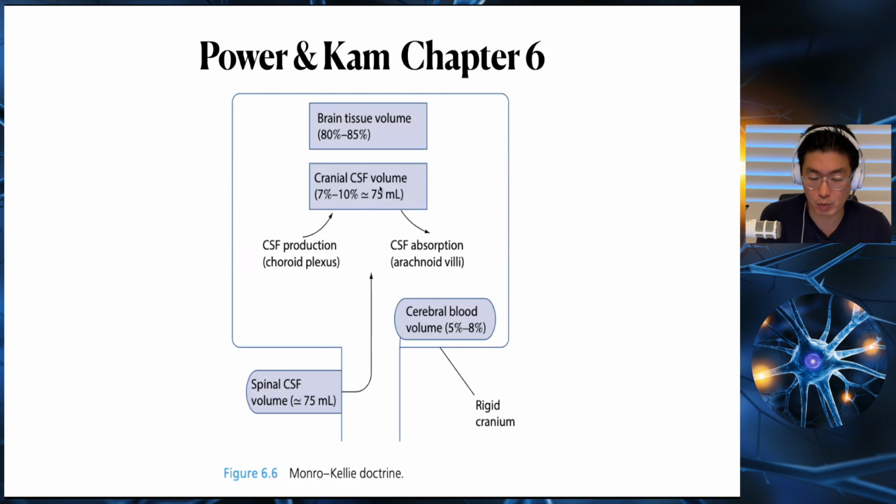I think most people will quote these numbers where brain tissue is 80 to 85%, CSF volume is 7 to 10%, which represents 75 mils, and cerebral blood volume is 5 to 8%. And I'll put a post up on this on Instagram because I think this is where it confuses a lot of people. Because if you use that 7 to 10% for 75 mils, what's your brain tissue volume? It's probably half of what's normal if you do the maths.